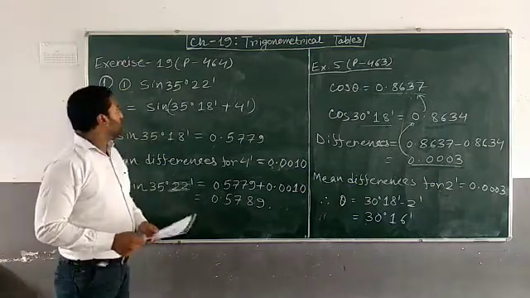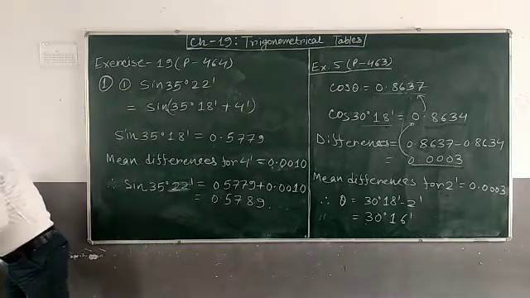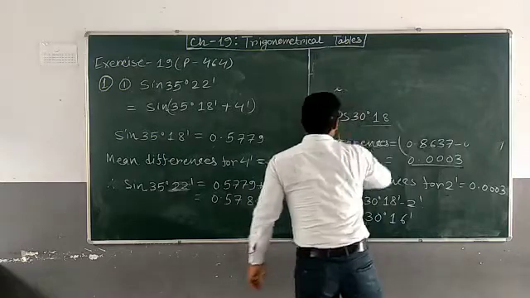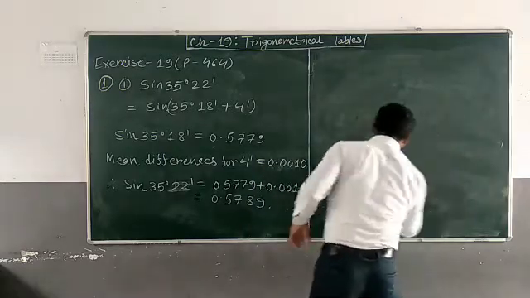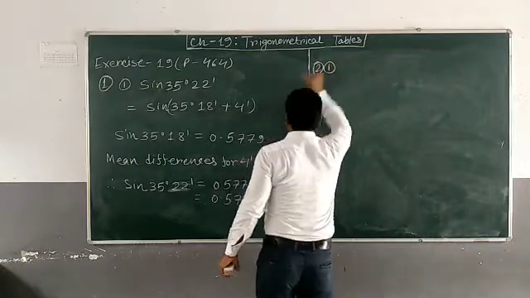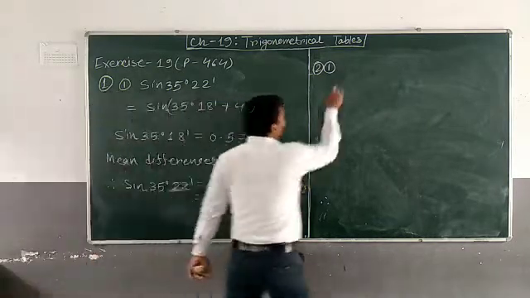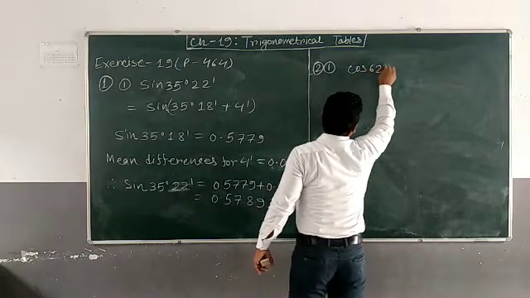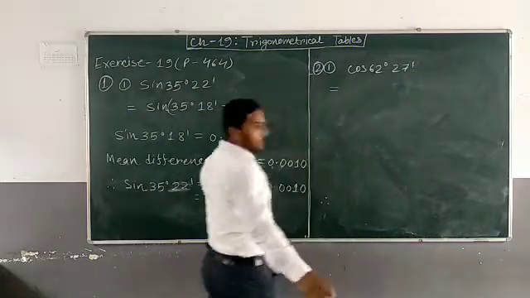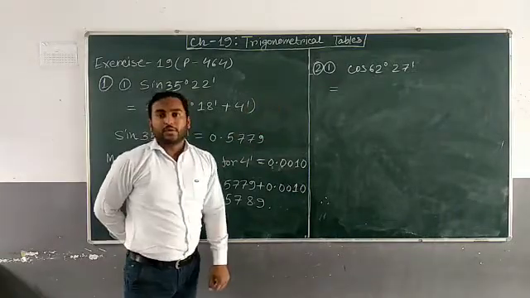Now I am coming to question number 2, that is for cos theta. Question number 2, first part I am taking. It is given cos 62 degree 27 minutes. You have to find the value of the trigonometric ratio for cos 62 degree 27 minutes.